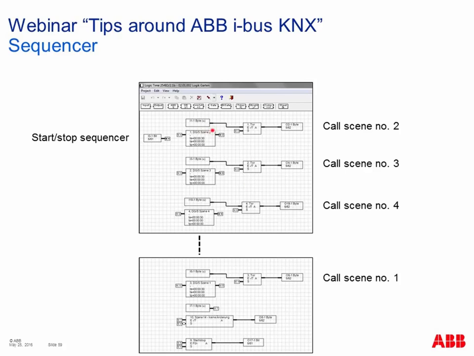We create our scenes here, we define the value, and then we need a 1-bit information. We call one scene. After some seconds it goes on, calls the next scene, the next scene, the next scene, and then it starts again at the beginning, until we stop it via a 1-bit telegram, and then the sequencer stops calling these different light scenes.